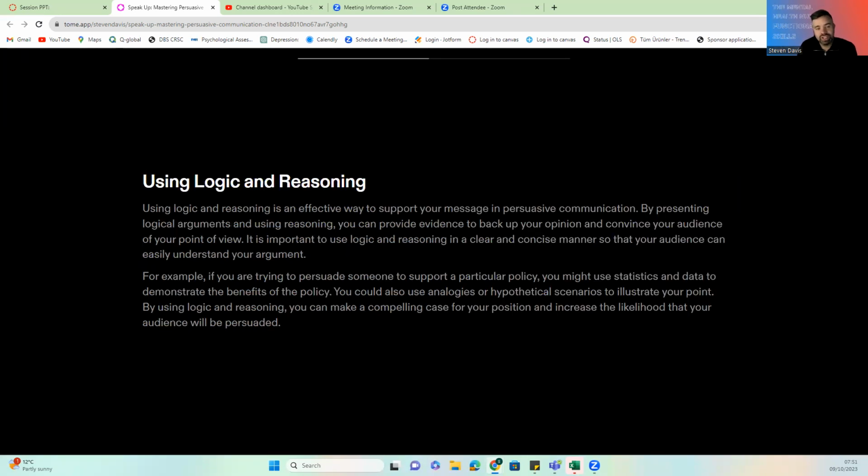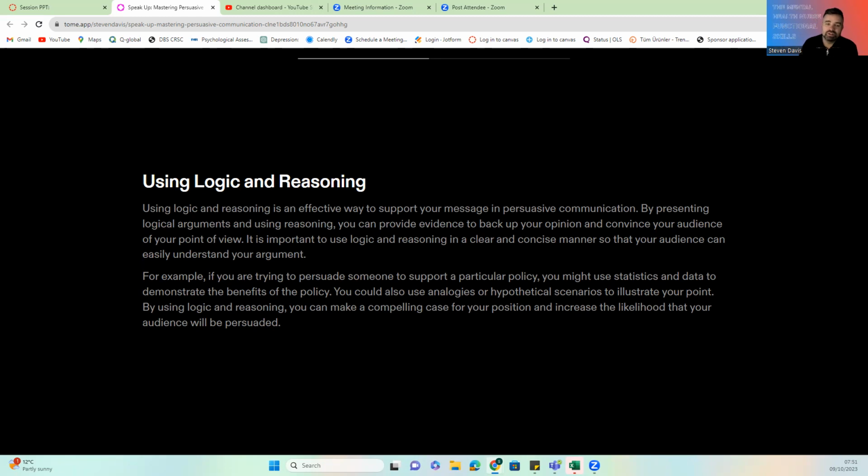So, using logic and reasoning. Using logic and reasoning is an effective way to support your message in persuasive communication. By presenting logical arguments and the use of reasoning, you can provide evidence to back up your opinions and convey your viewpoint to your audience.